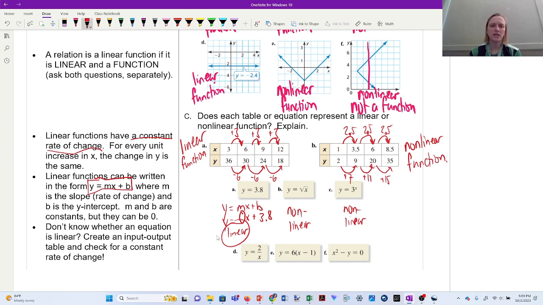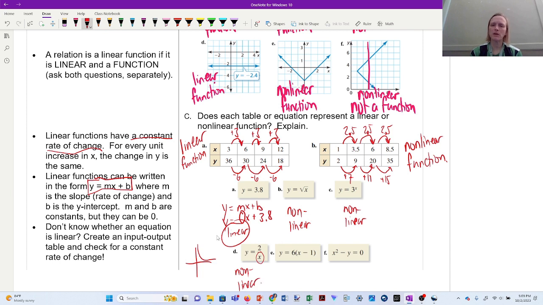Looking at option D, y equals 2 over x. Remember, when x is in the denominator, when it's in the bottom of a fraction, that's not the same thing as x. The graph of 1 over x actually looks like this, which is definitely not a straight line. So here we're going to call this nonlinear.